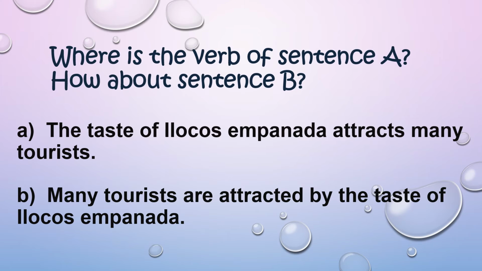Where is the verb of sentence A? How about sentence B? Correct. So for sentence A, the verb is attracts. And for sentence B, the verb is are attracted. If you notice, in sentence B, we have the word by, which is not found in your sentence A.